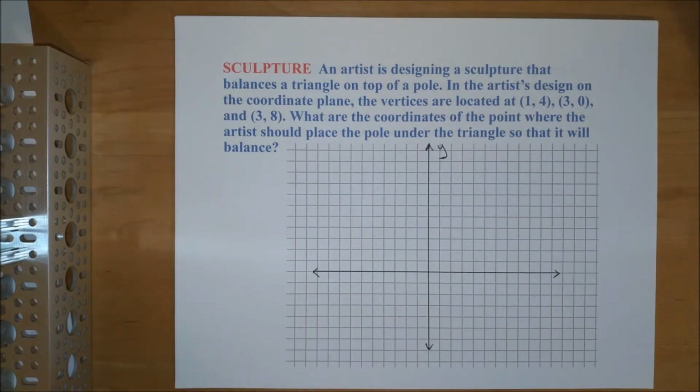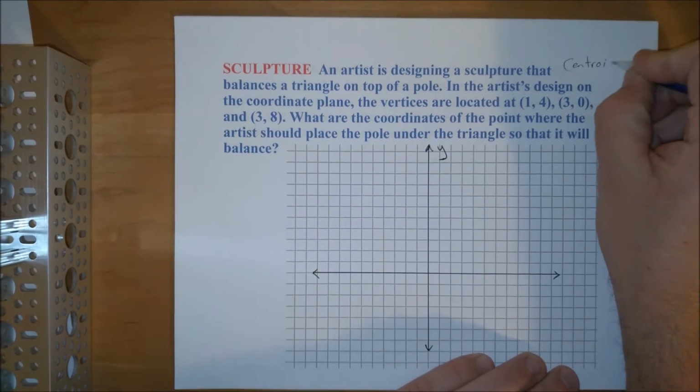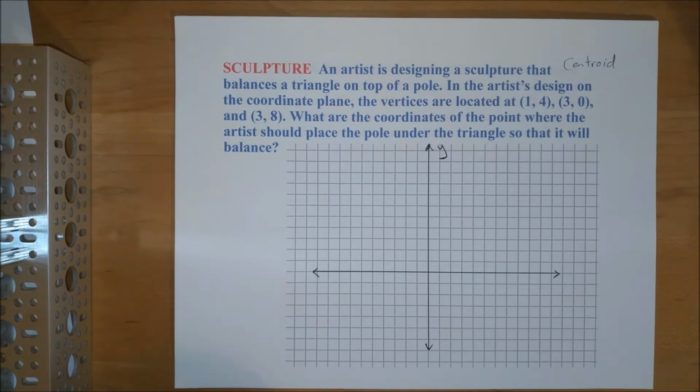All right, let's see if we can try a problem where we can apply this idea of centroid. An artist is designing a sculpture that balances a triangle on top of a pole. In the artist's design on the coordinate plane, the vertices are located at (1, 4), (3, 0), and (3, 8). What are the coordinates of the point where the artist should place the pole under the triangle so that it will balance? So hopefully you recognize that this point we're looking for is the center of mass, which we call the centroid. In order to find this, I think we're going to have to plot these points.